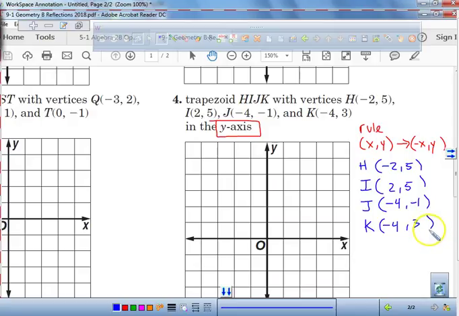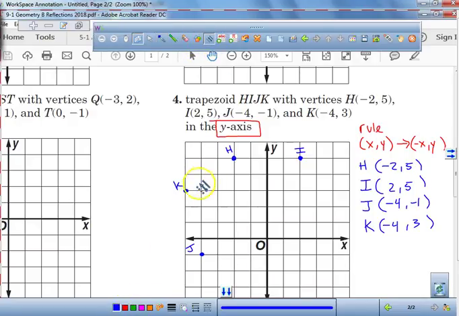When you're doing this, it is very important that you plot these points correctly. We go -2, up 1, 2, 3, 4, 5, and you label that H. Then you go over 2 and up 5 and label that I. Then you do J, which is -4, -1, and label that J. Last but not least, you do -4 and +3, right there, and you label that K. Then and only then do you do the last thing, which is connect the dots.